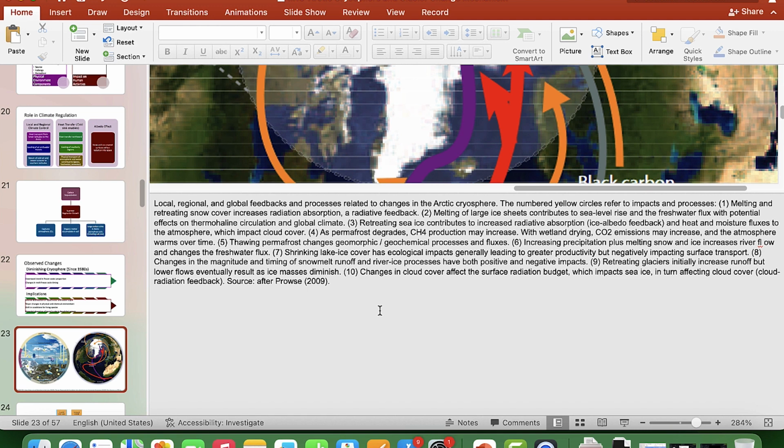The seventh one is, shrinking lake ice cover has an ecological impact, generally leading to greater productivity but negatively impacting surface transport. The eighth one is, changes in the magnitude and timing of snow melt, runoff and river ice processes have both positive and negative impact. The ninth one is, retreating glaciers initially increase runoff but lower flows eventually result as ice masses diminish. Then the last one is, changes in cloud cover affect the surface radiation budget, which impacts sea ice, in turn affecting cloud cover. This is called the cloud radiation feedback.